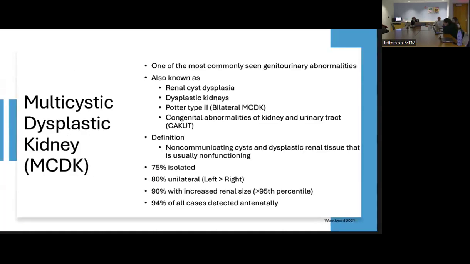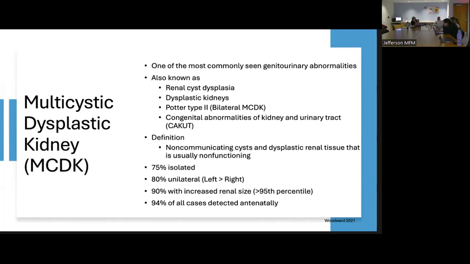So multicystic dysplastic kidney is one of the most commonly seen genitourinary abnormalities. You may hear it referred to as renal cyst dysplasia, dysplastic kidneys, or Potter type 2, which is when you see bilateral multicystic dysplastic kidney. It's also one of the congenital abnormalities of the kidney and urinary tract, so you may hear it referred to as that. Essentially the definition is non-communicating cysts in dysplastic renal tissue that is usually non-functioning.